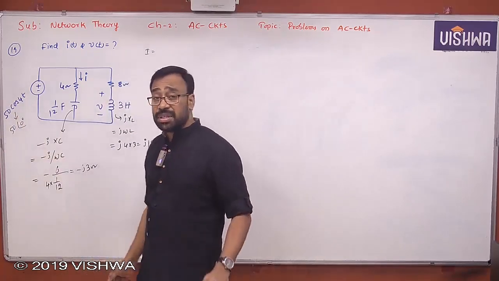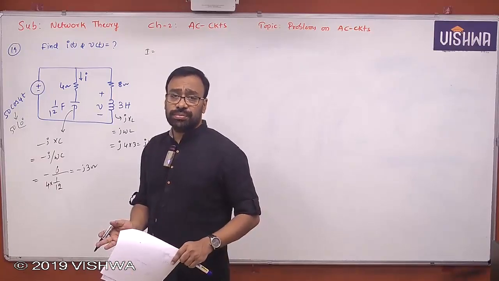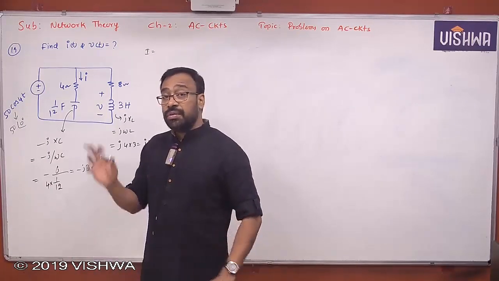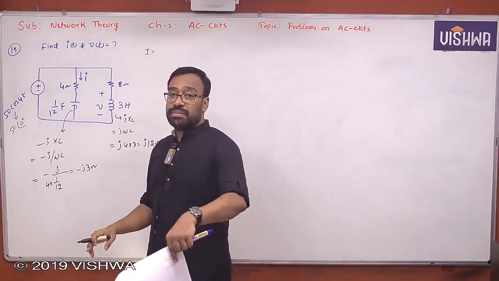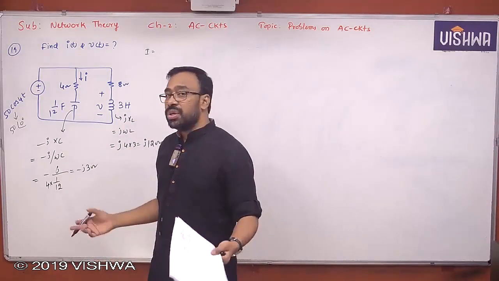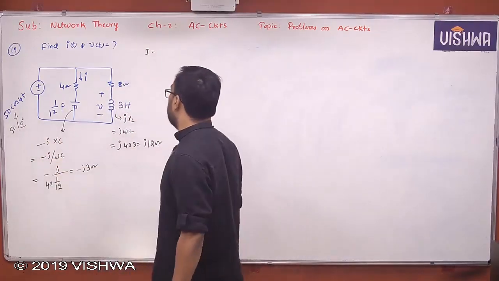Some people take the RMS value, 50 by root 2. That means they converted maximum to RMS value. Once they find the phasor, then when they come back to sinusoid, they multiply it by root 2 to get the maximum value. So it is up to you how you deal with it, but I am taking in this context 50 by root 2. Okay, let me see what will happen here.